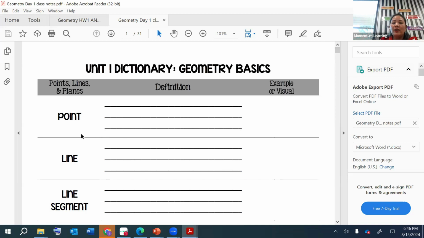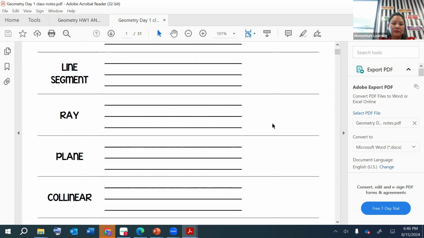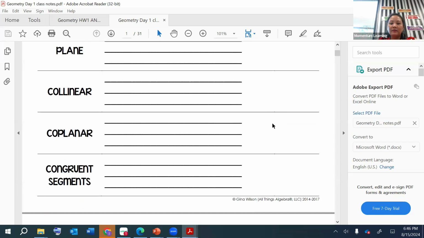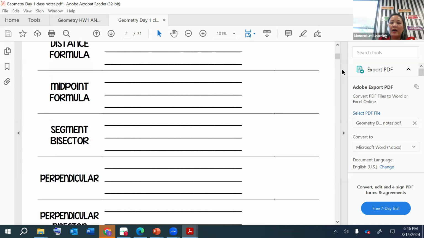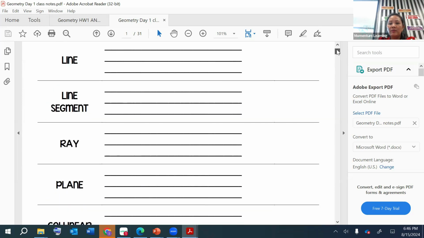So you can see, what is the point? You're going to take the definition. What is the definition of point? And then you'll be able to give me an example or visual of what the point looks like. And this is the note-taking piece. Now, because of the nature of our class, I cannot make you use class time to do this definition. Normally, I will give it to you.